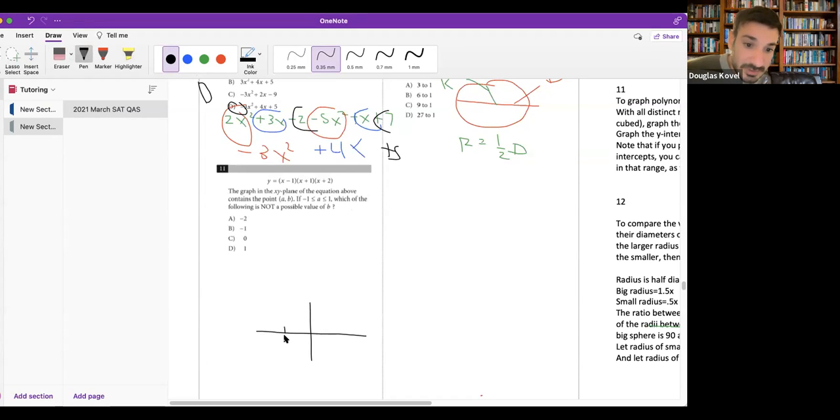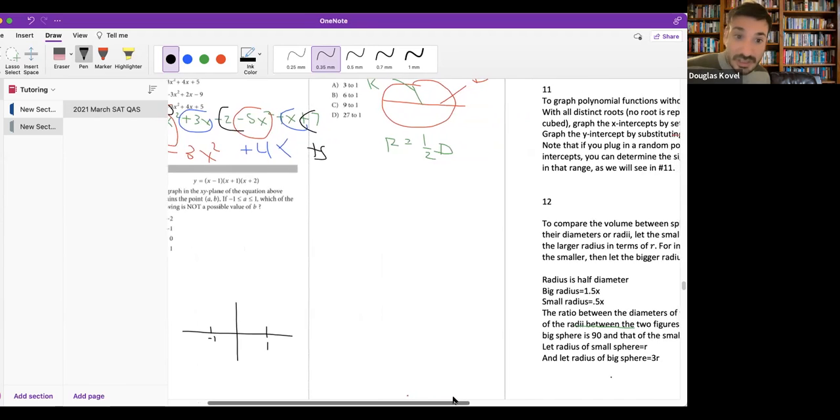So in other words, the x coordinate of some random point is between negative 1 and 1, and I want to know which of these is not a possible value of y. To go about doing this, I would want to graph this. If this had been a calculator question, I honestly would have just plugged this into my calculator and looked at the picture, but we don't have that luxury here. So we're going to have to do a rough sketch by hand.